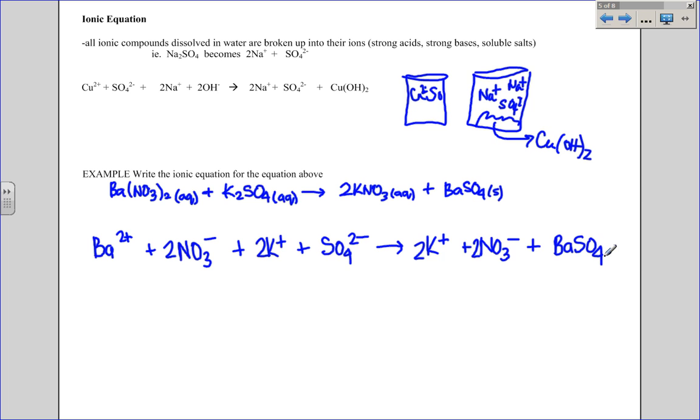So this is my ionic equation. I'll know that I've done the breaking up properly with the correct coefficients if it remains a balanced equation after I'm done. So the barium, there's still 1 on each side. The nitrate, there's still 2. Potassium, there's still 2. And the sulfate, there's still 1 on either side. This is an ionic equation. It shows appropriately the ionic compounds that are dissolved in water broken up into their ions. So it shows the reality of what it would look like if everything was dissolved in water.